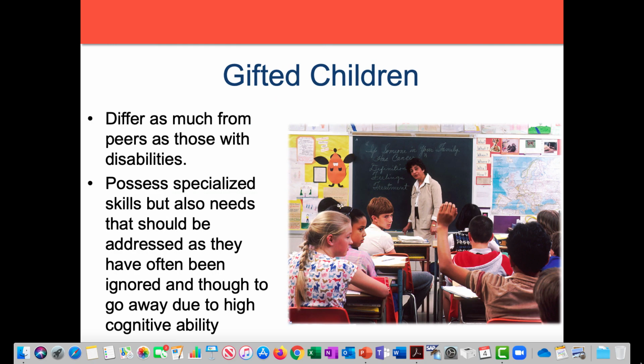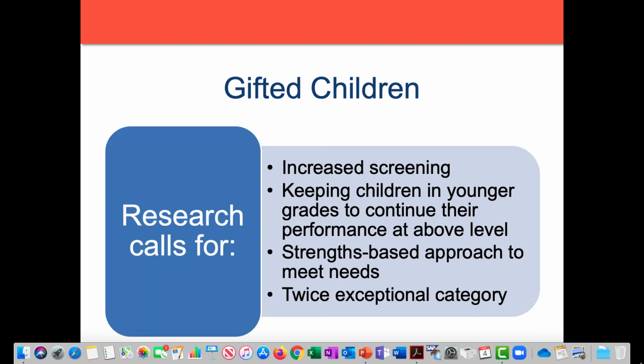And finally, the last group we're going to talk about is gifted children. Many of us don't view gifted children as being marginalized, but they certainly can be. Partly the reason is they socially may be so different from their peers. They may not be getting the education they need in the classroom. They possess specialized skills, but they also need to be addressed in terms of their emotional and behavioral issues as well. We need increased screening, appropriate screening. We need to make sure that children are being educated at the appropriate level, emotionally with peers their age. We need to look at a strength-based approach when we're teaching.